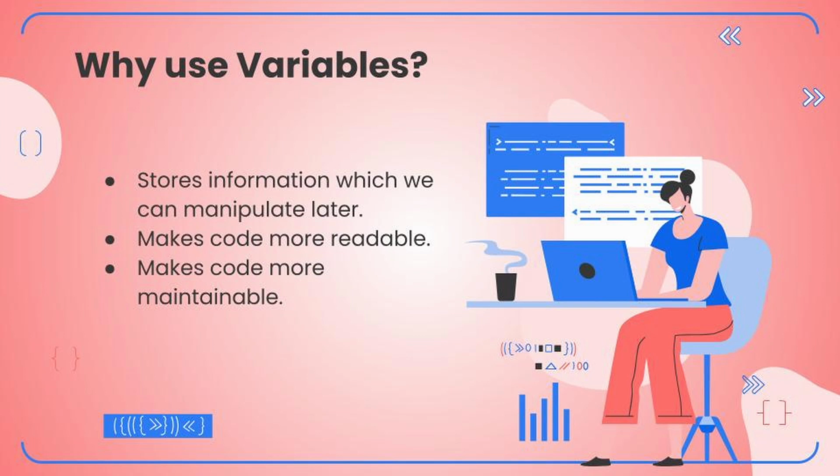So now, why use variables? Variables allow us to store information that we can use and manipulate later in our program. For example, storing a user's name, age, or any other relevant data. This also makes our code more readable and maintainable. Instead of hard coding values throughout the program, we can use meaningful variable names.